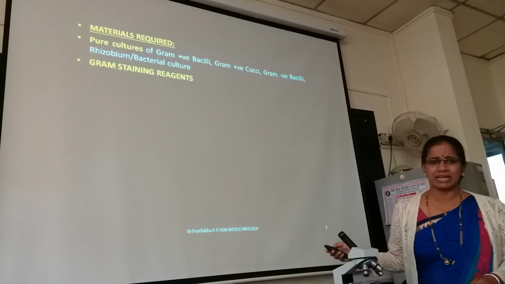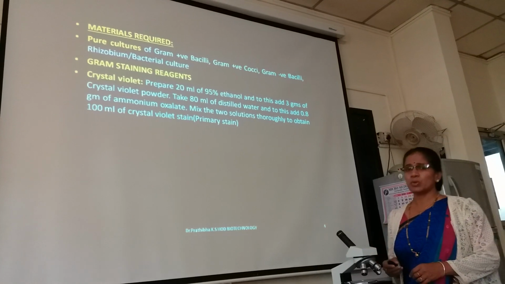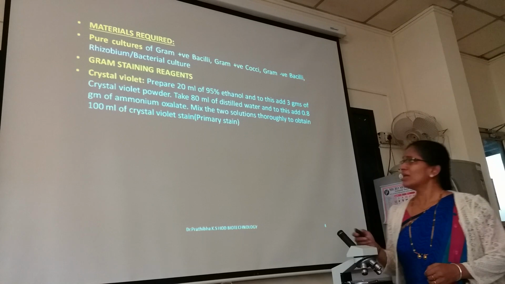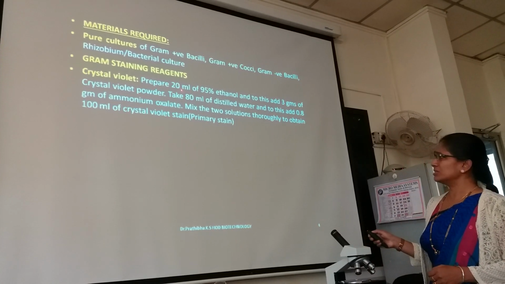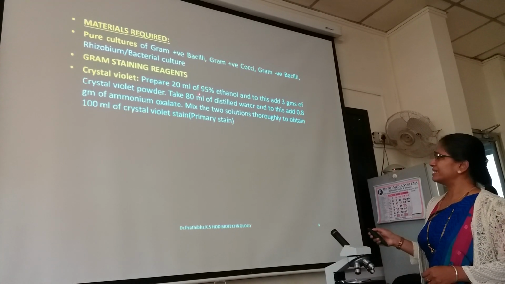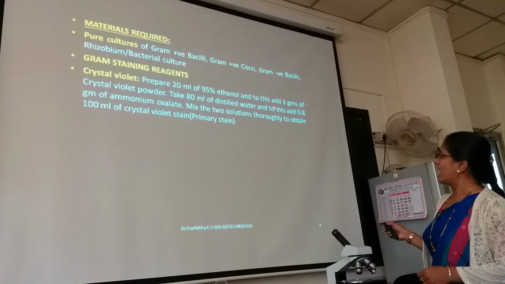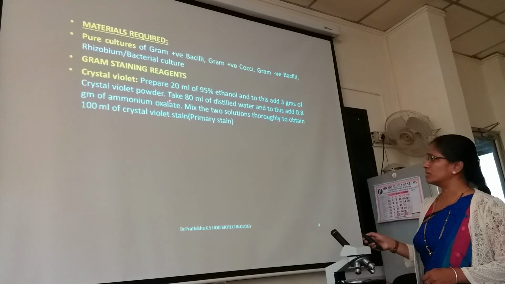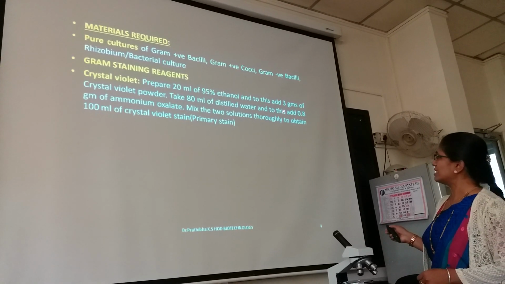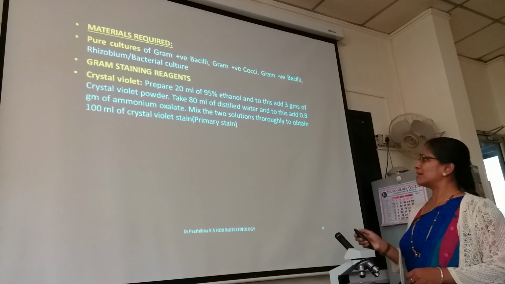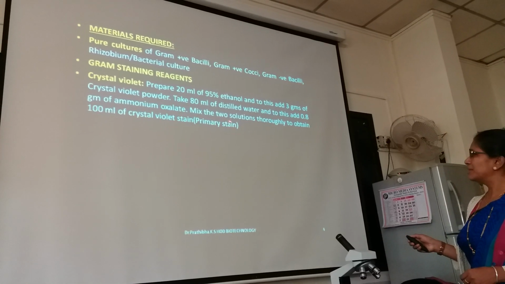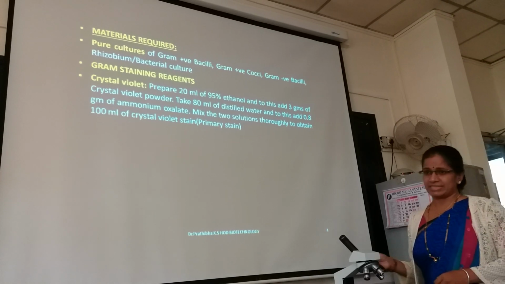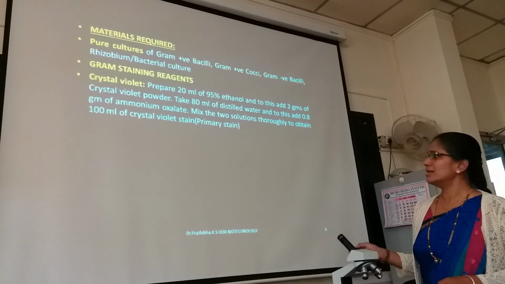The first gram staining reagent is crystal violet. This crystal violet is known as the primary stain. Its preparation goes like this. Take 20 ml of 95% ethanol, and to this add 3 grams of crystal violet powder. Take 80 ml of distilled water, and to this add 0.8 grams of ammonium oxalate. Mix the two solutions thoroughly to obtain 100 ml of crystal violet stain. So this is about the preparation of the crystal violet.